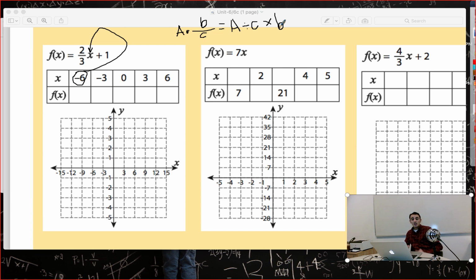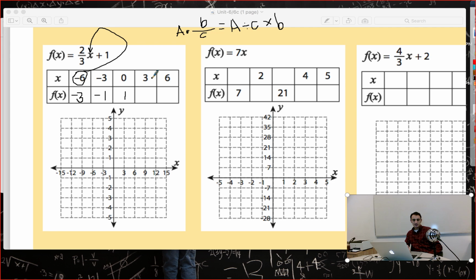So negative 6 divided by 3 will give you negative 2. Negative 2 multiplied by 2 will be negative 4. Negative 4 plus 1 will be negative 3. Okay? And then negative 3 divided by 3 will be negative 1. Negative 1 multiplied by 2 will be negative 2. Negative 2 plus 1 will be negative 1. Okay? 0 multiplied by this fraction will be 0. 0 plus 1 will be 1.